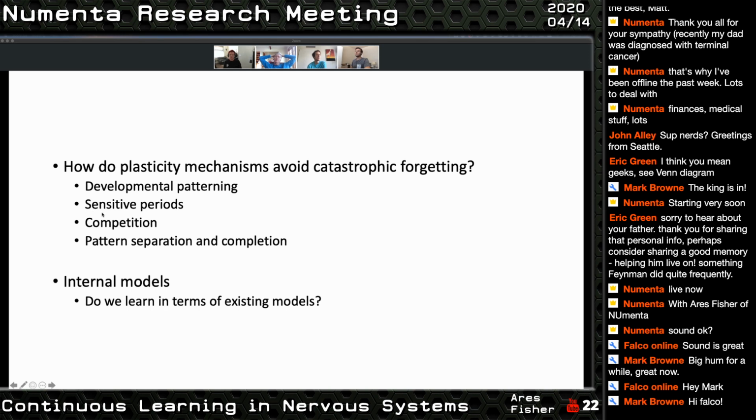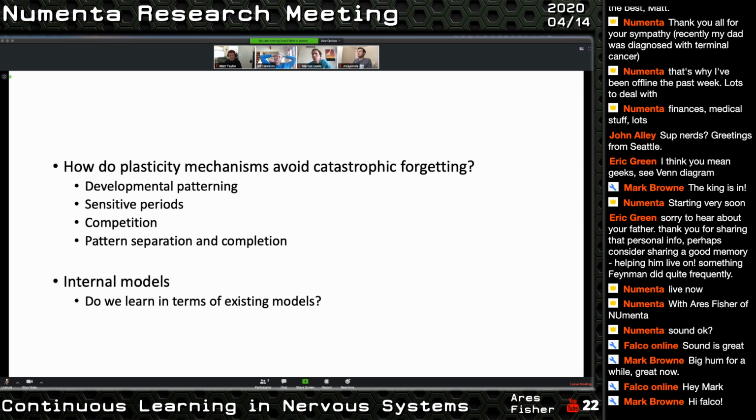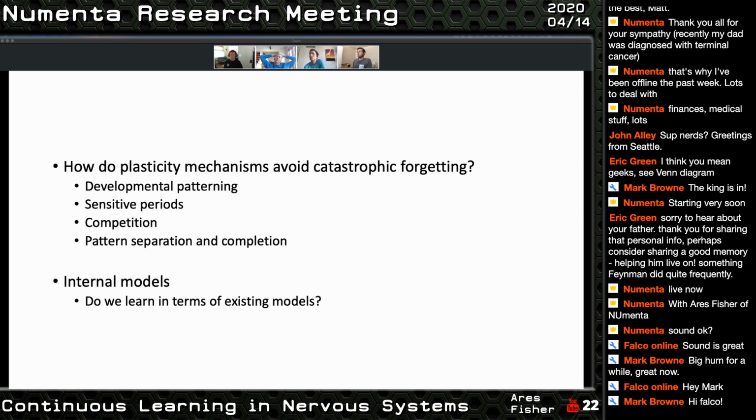Apparently, they don't call them critical periods anymore. By which you can adjust what inputs you're sensitive to, and do more of this separation, for example. And again, the idea is that pattern separation and completion are mechanisms that are well known to exist in the brain, and how do these contribute precisely to avoiding catastrophic forgetting.